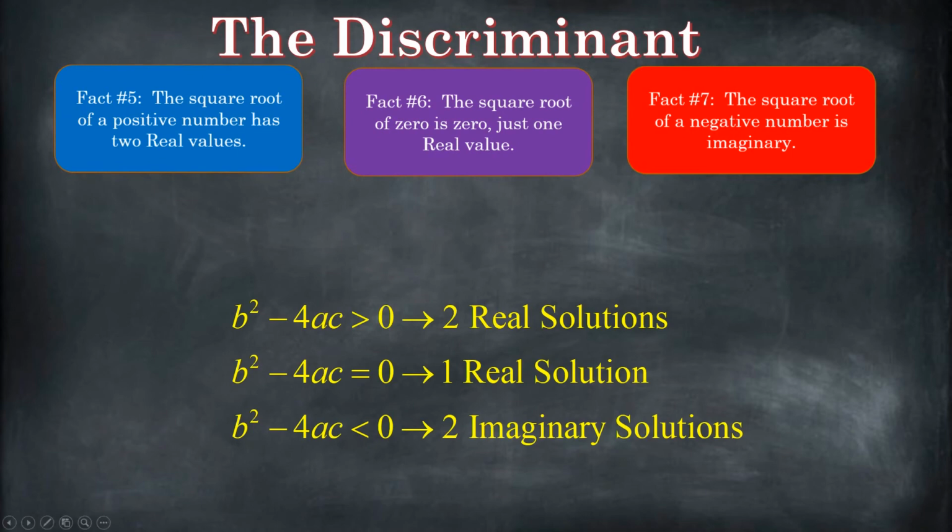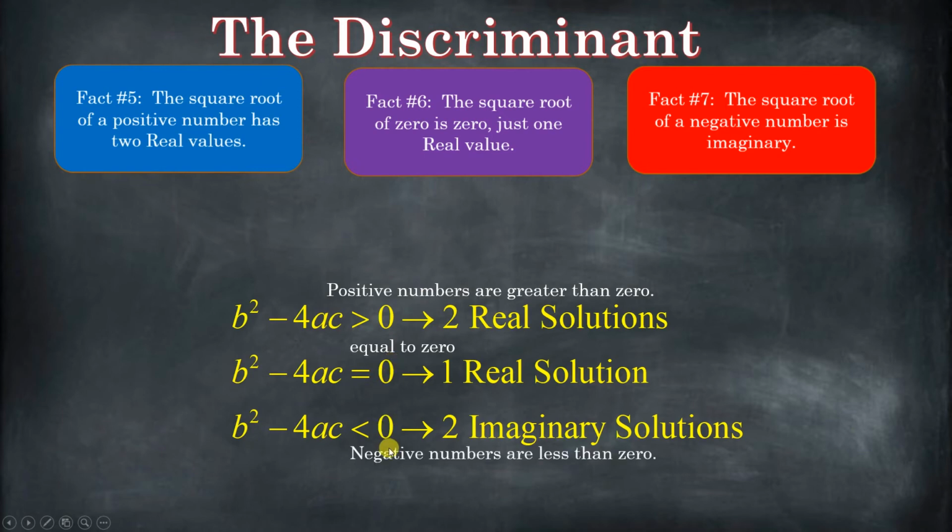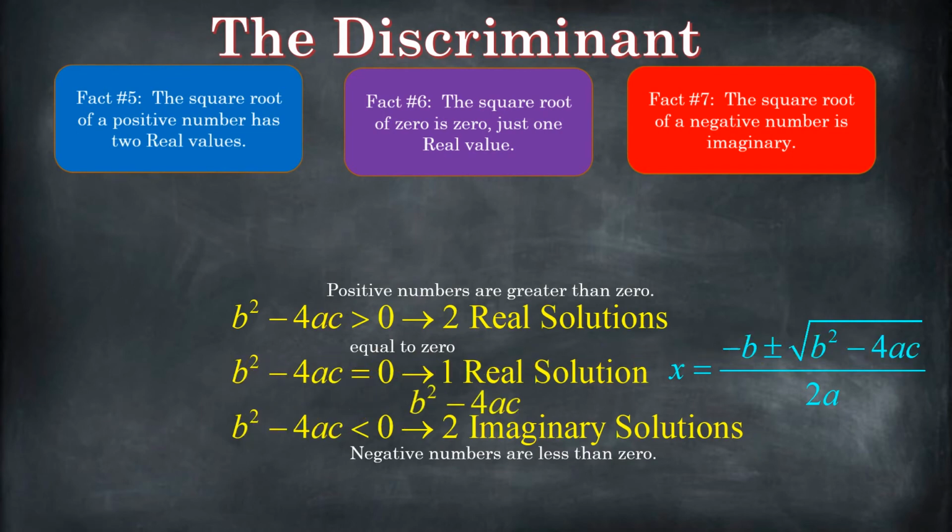If the radicand is positive, you're going to have two solutions. If the radicand is 0, one. If the radicand, the number inside the square root, is negative, then you have no real solutions, but you have two imaginary solutions. So if this, which comes from inside the square root, is positive, you have two solutions. If it's 0, you have one solution. And if it's negative, you have no real solutions, but you have two imaginary solutions.